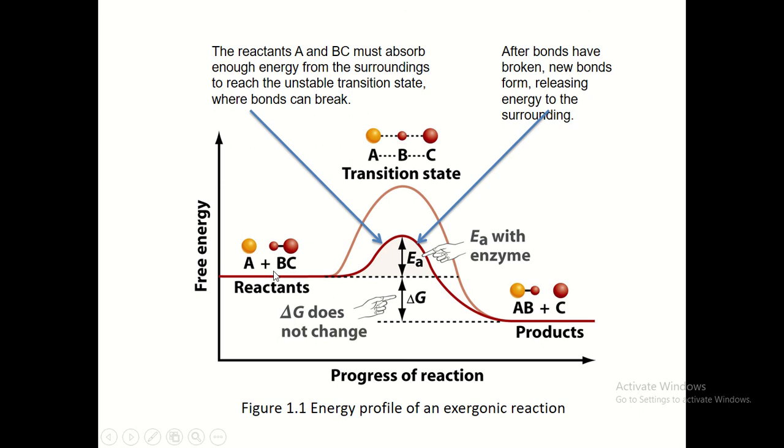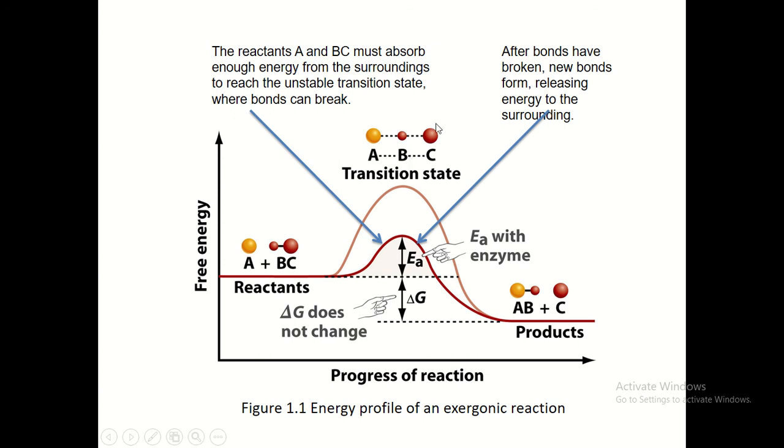Without the enzyme, as you can see in the graph over here, a lot of energy is needed to start the chemical reaction. However, with the help of the enzyme, the activation energy needed to start the chemical reaction is very low. So as you can see here, reactants A and BC will absorb energy from the surroundings to reach an unstable transition state, which will cause the bond to break.